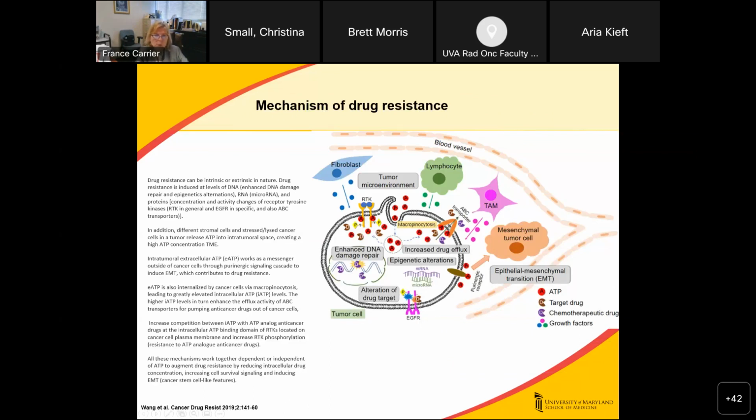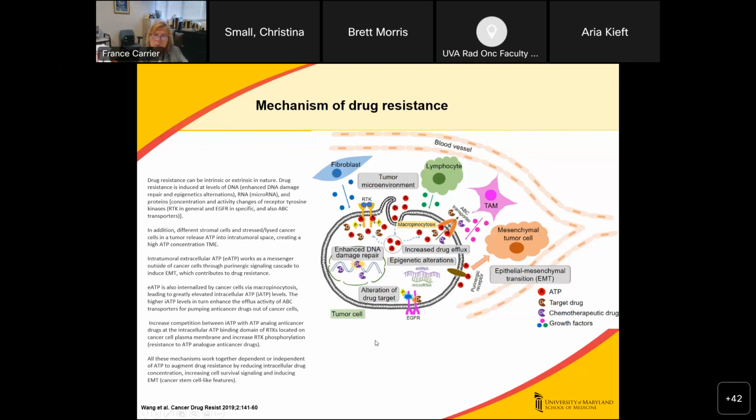In this slide, it is shown that resistance can be intrinsic or extrinsic in nature, and it can be induced at the level of the DNA. For example, if you have a lot of DNA damage repair proteins overexpressed in the tumor, that can make them resistant to different treatments, including radiation. It could be at the level of RNA. They have some microRNAs that can have an effect on epigenetic modification of those DNA damage repair proteins, for example. And it could be at the protein level. If you have increased concentration of a target, for example a tyrosine kinase inhibitor target, that would be amplified.